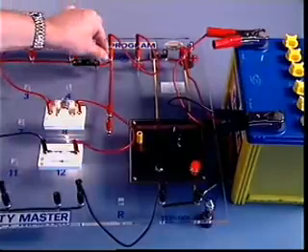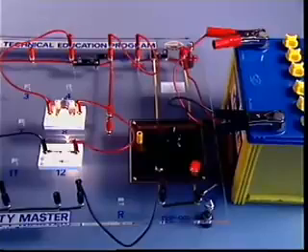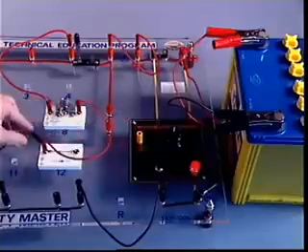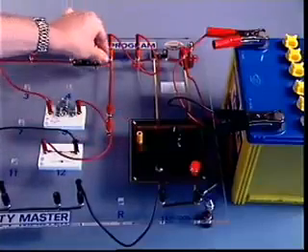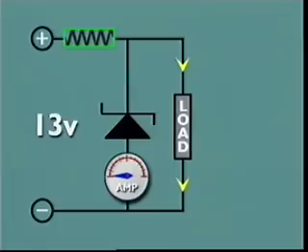So using conventional current flow, a diode lets a low voltage current flow through it if current flows from its P side to its N side, but stops current flowing through it from its N side to its P side. This is a Zener diode.